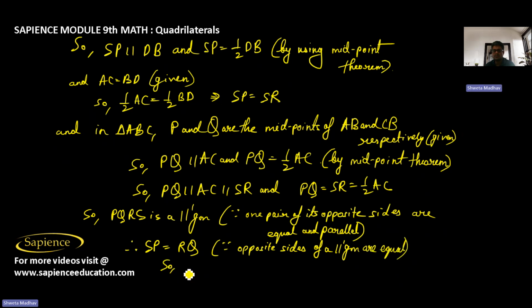So hence you can say that SP equals RQ, and SP equals SR also, and SR equals PQ also. So all the sides are equal, and hence we can say that PQRS is a rhombus. Hence proved.